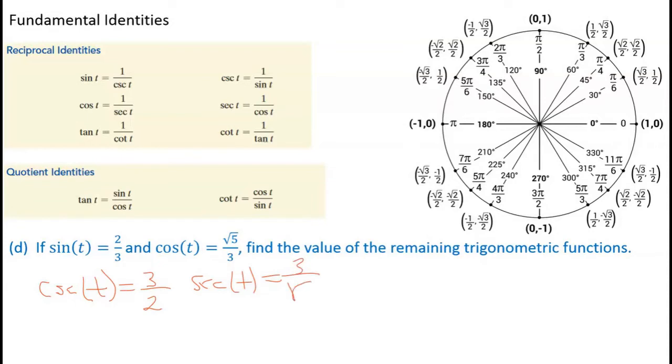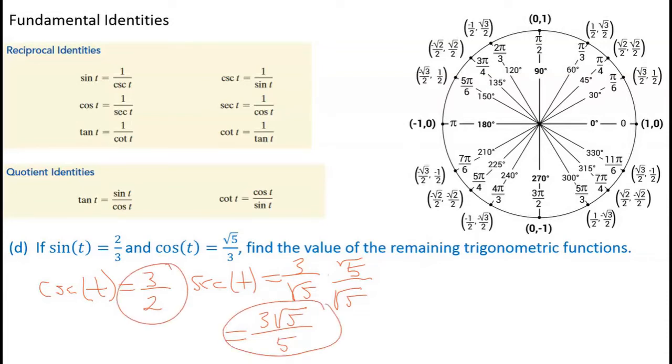Now, it's got an extra step because you're supposed to rationalize your denominator. So I need to multiply both the numerator and denominator by the square root of 5 over 5. And what that does is that gets rid of my square root in the denominator. So my final answer here is 3 times the square root of 5 over square root of 5 times square root of 5, which is square root of 25, which is 5. Okay? Now, I found 2 of my trig functions. Let's change colors just to stay organized. Let's find the other 2.